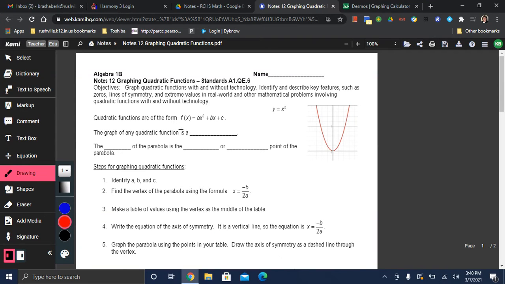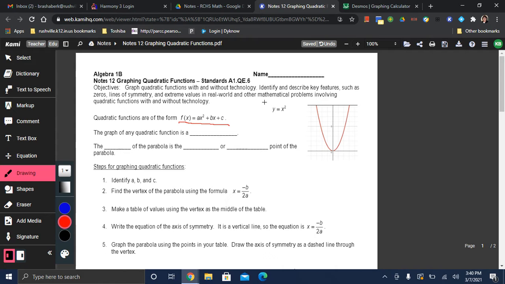Hello, students. Today we're going to be working on graphing quadratic functions. And you'll find that quadratic functions are in the form of f of x equals ax squared plus bx plus c. So that should look familiar to you. Those are the problems that we have been working with on factoring.